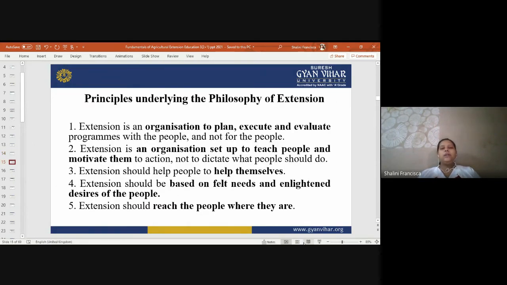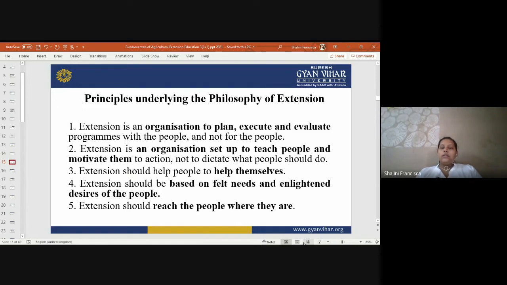Now we have the principles underlying the philosophy of extension. The first one is that everything has to go hand in hand with planning. The first thing is, without planning, nothing can happen. Then execution is there, meaning implementation of that particular plan, and then evaluation of that is done through people. We are working for the people, so we need to have some outcome from the people.